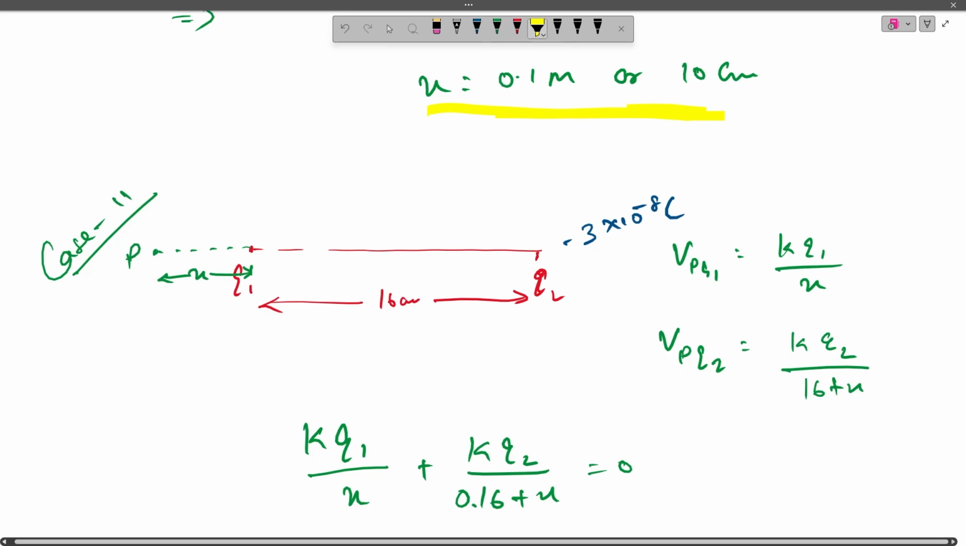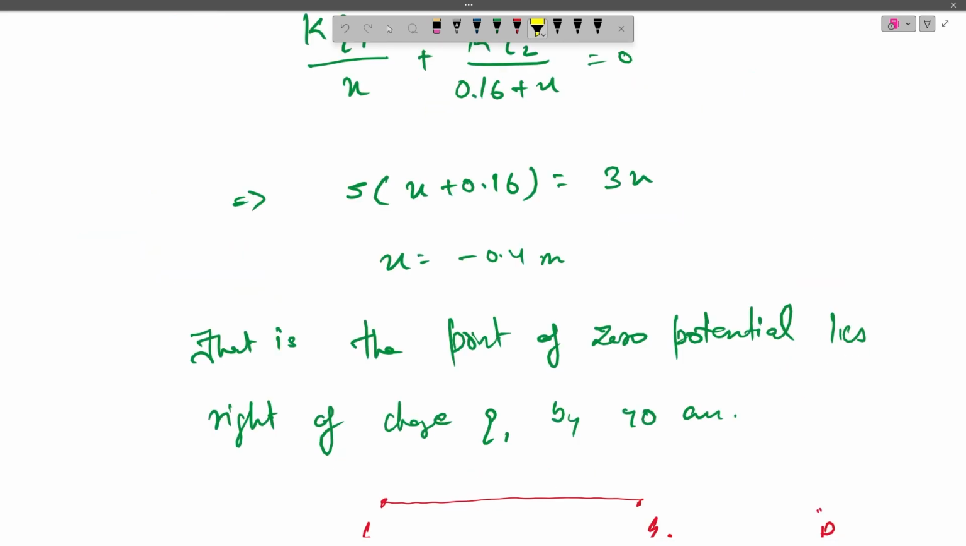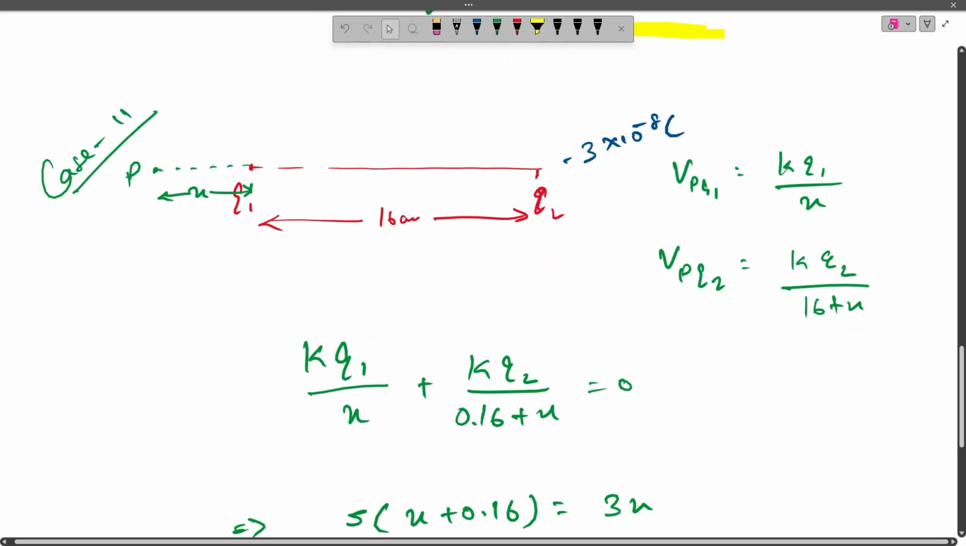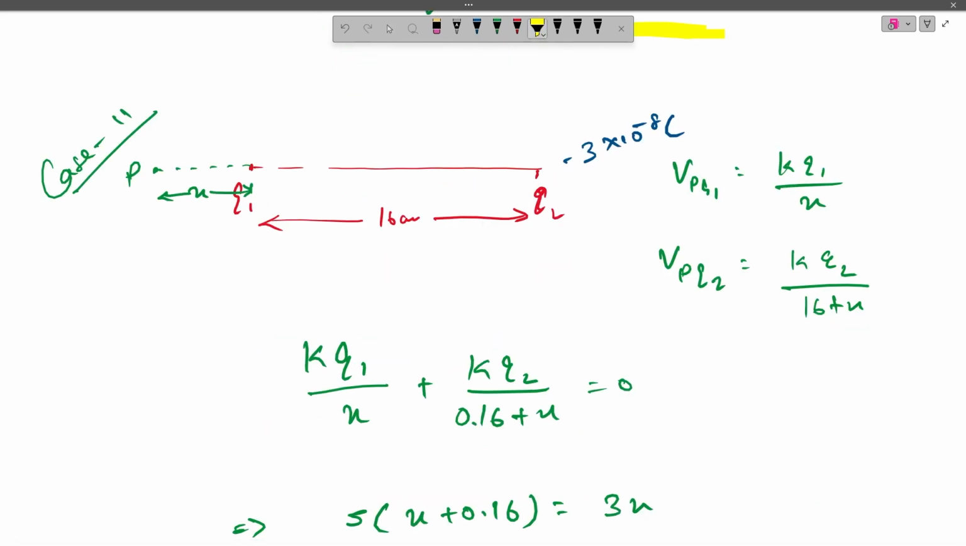Proceeding similarly as before, we get the equation. After solving it, we get the value of x to be -0.4 meter. The minus sign suggests that, since we assumed the point to be on this side, the point actually lies on the other side of the charge, 40 centimeter away from Q1. So 40 centimeter away from Q1 on the right side would be somewhere here.